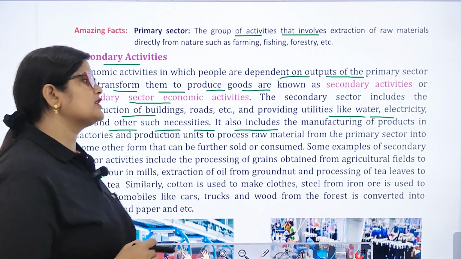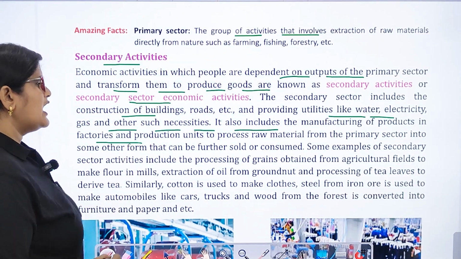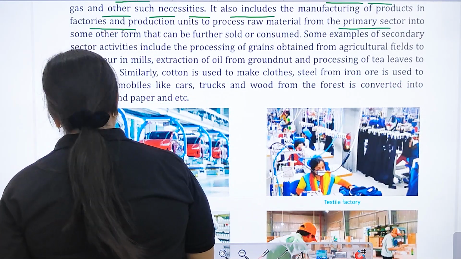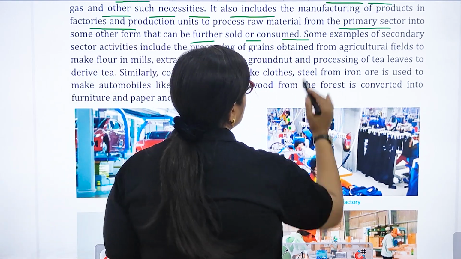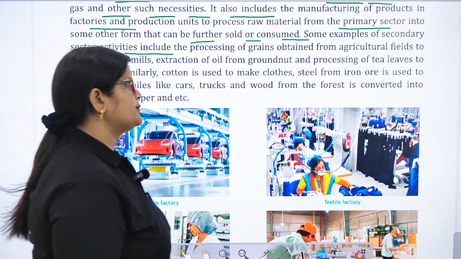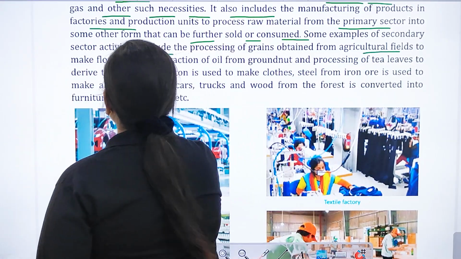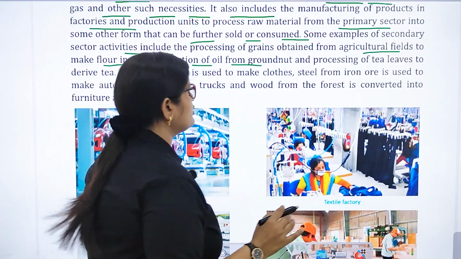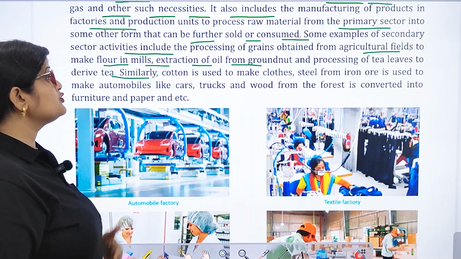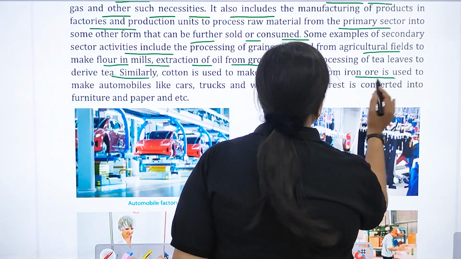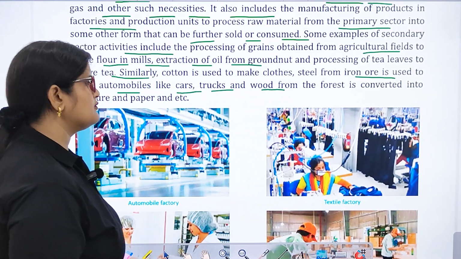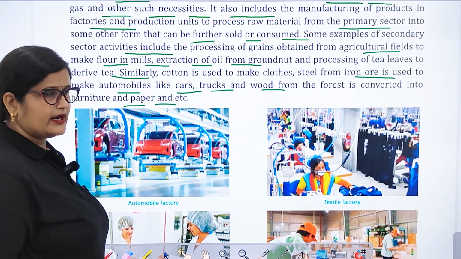So it also includes the manufacturing of products in factories and production units to process raw material from the primary sector into some other form that can be further sold or consumed. Some examples of secondary sector activities include the processing of grains obtained from agricultural fields to make flour in mills, extraction of oil from groundnut and processing of tea leaves to derive tea. Similarly, cotton is used to make clothes, steel from iron ore is used to make automobiles like cars and trucks, and wood from the forest is converted into furniture and paper, etc.